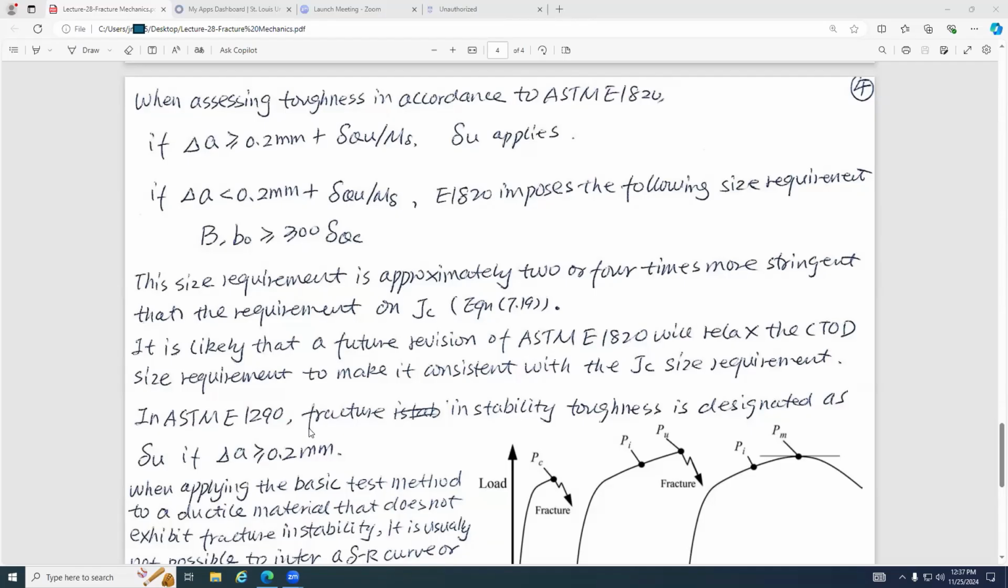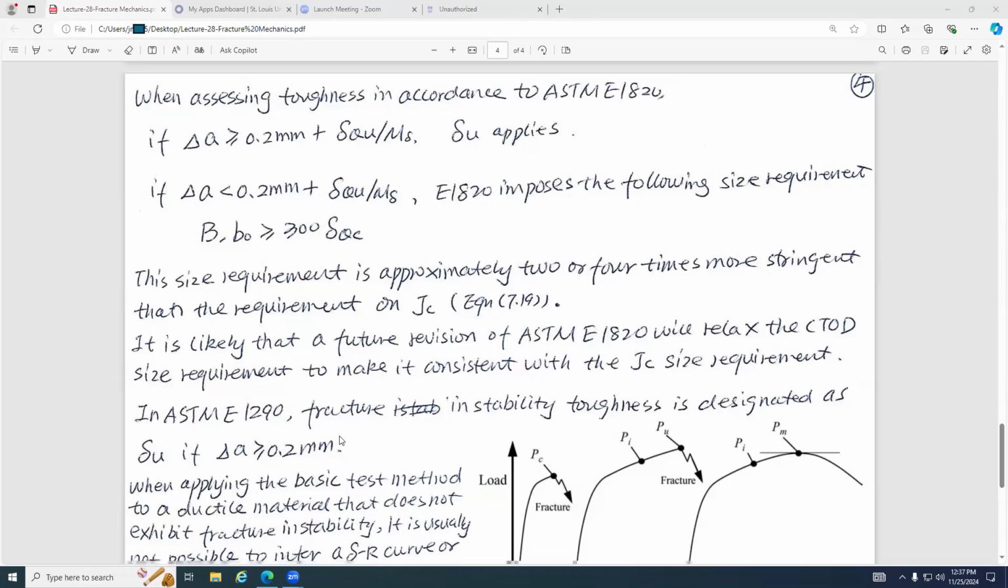So this size requirement is approximately 2 or 4 times more stringent than the requirement on the JC. Right? And look at this equation 7.19. It is likely that a future revision of ASTM E1820 will relax the CTOD size requirement to make it consistent with the JC size requirement. So in ASTM E1290, the fracture instability toughness is designated as delta U if delta A is greater than 0.2 millimeter.